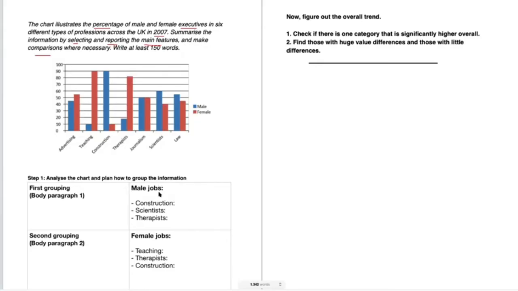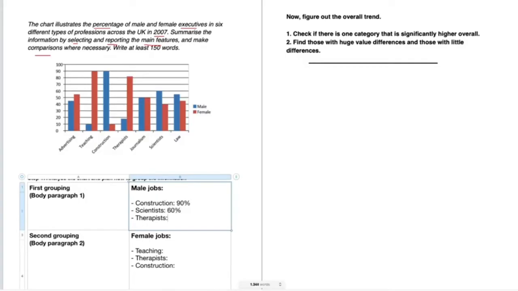So we've got our male jobs and our female jobs, blue and red. And so let's just group this data. Basically, I've put construction, scientist, and therapist because we see that these are the most noteworthy. So I've got construction at 90%. So I'm going to write 90%. Scientists are at 60%. So we've got our top 2.